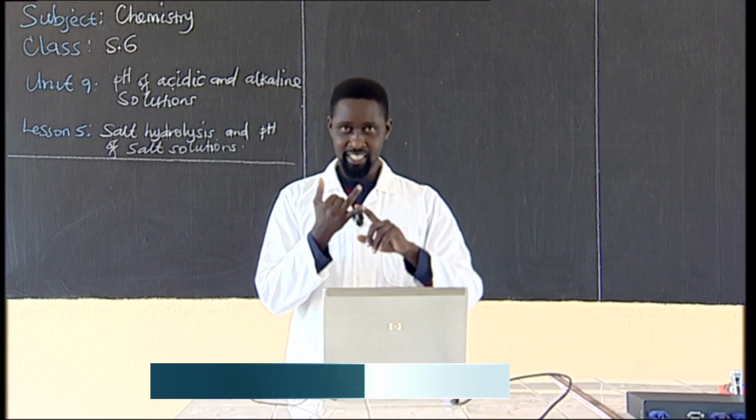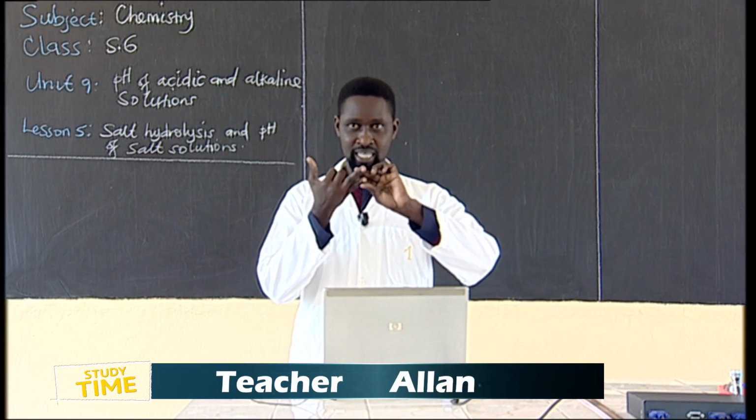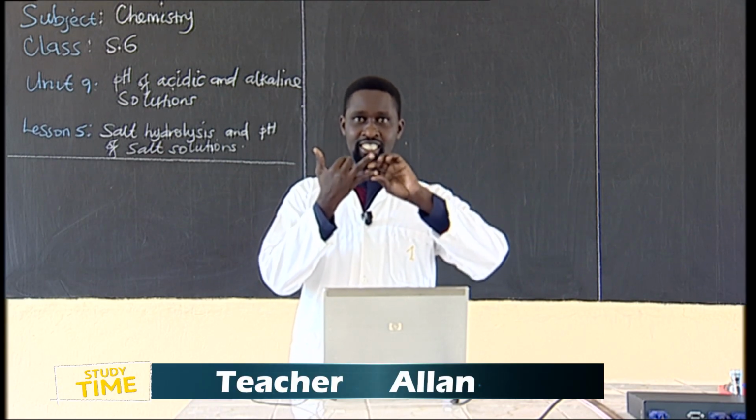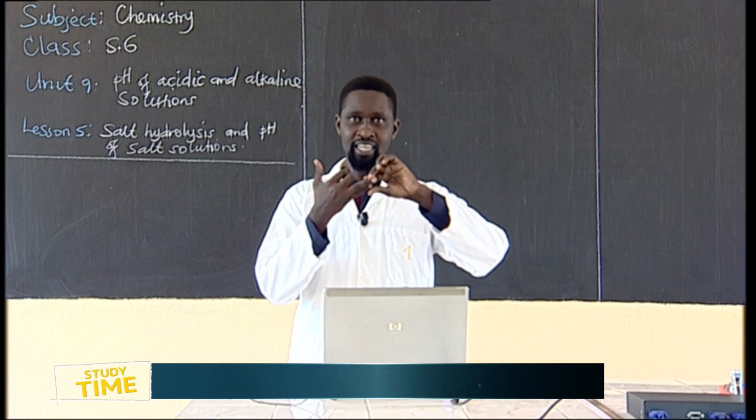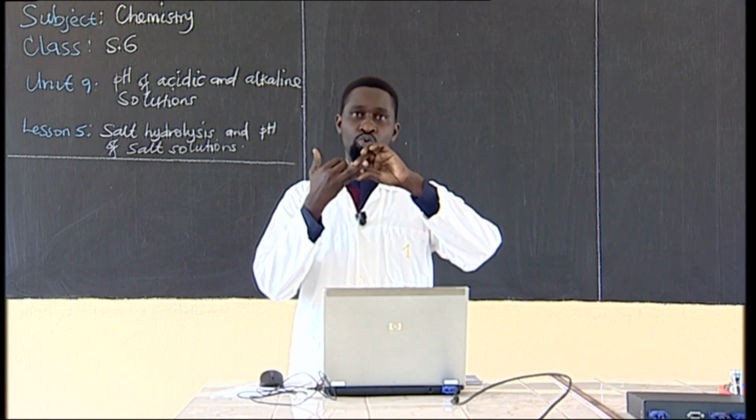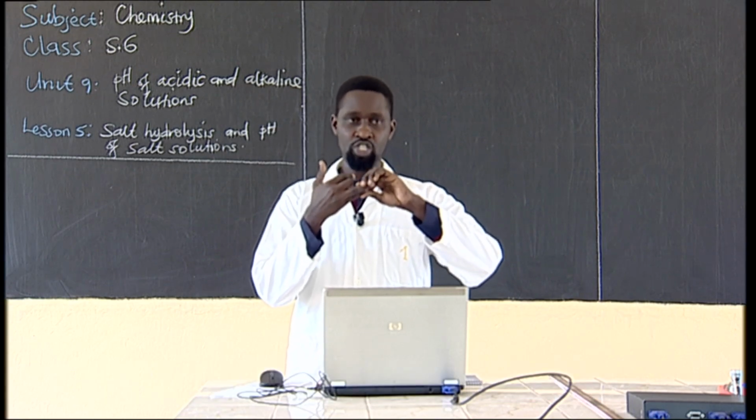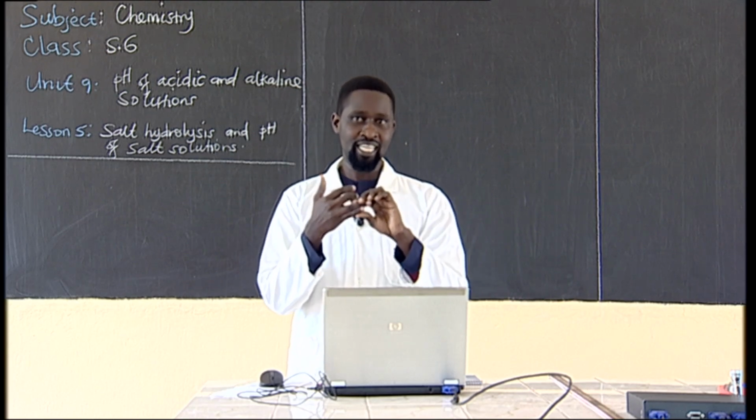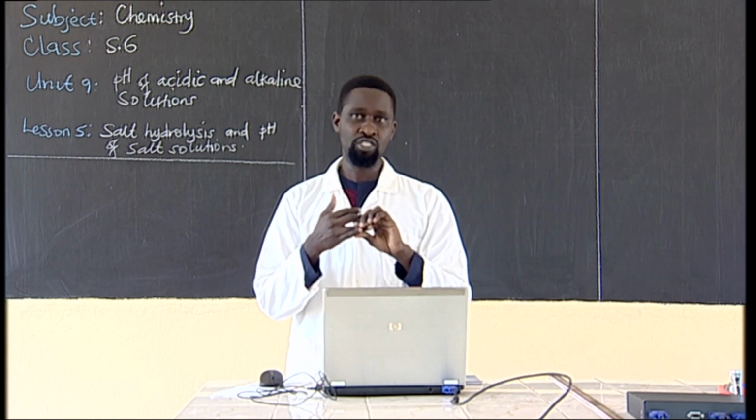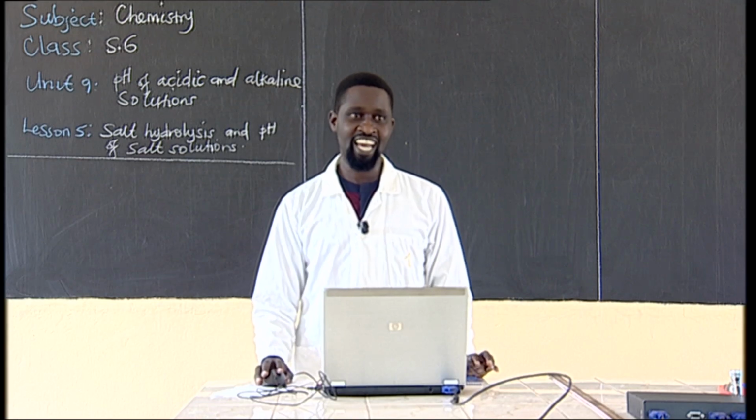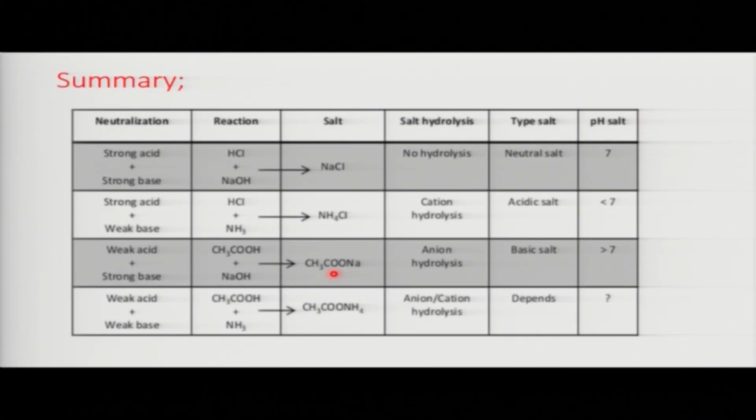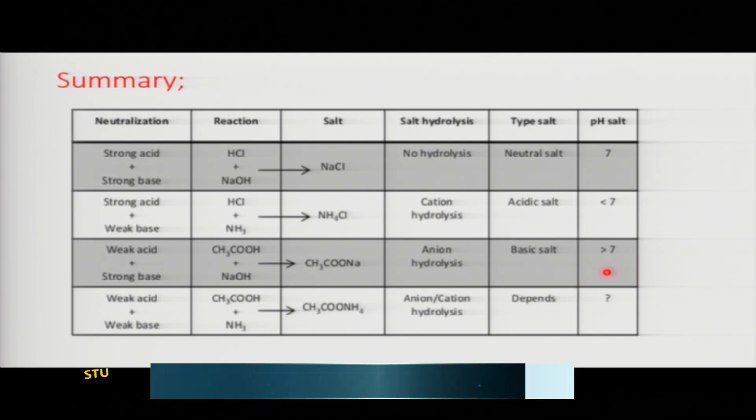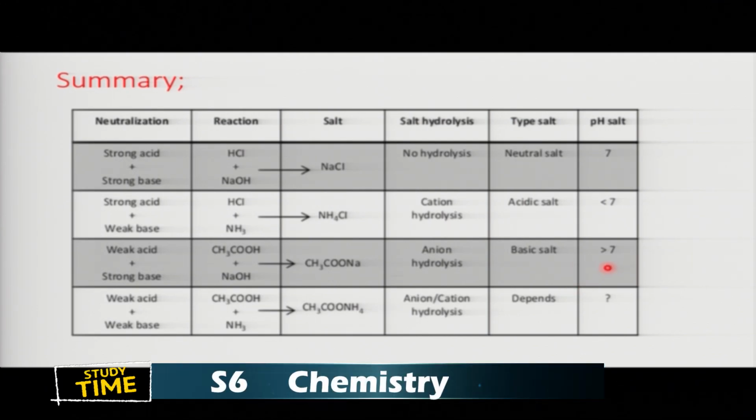A weak acid and a strong base, for example ethanoic acid and sodium hydroxide, result in sodium ethanoate, which is a salt. But when it is hydrolyzed in water, it forms a basic solution because of the anion, the ethanoate ions, which interact with water to produce a solution with pH greater than 7.